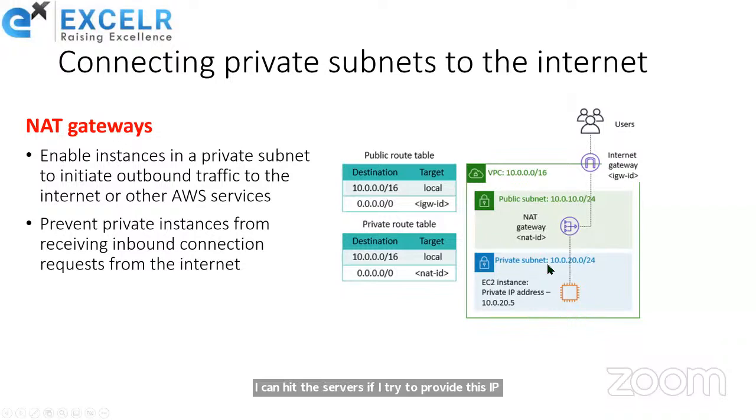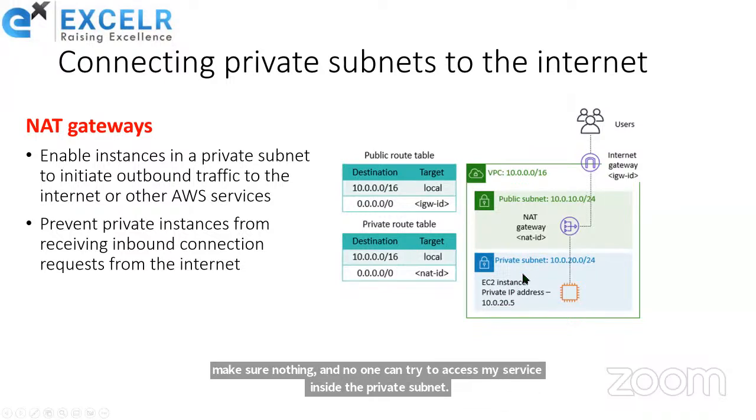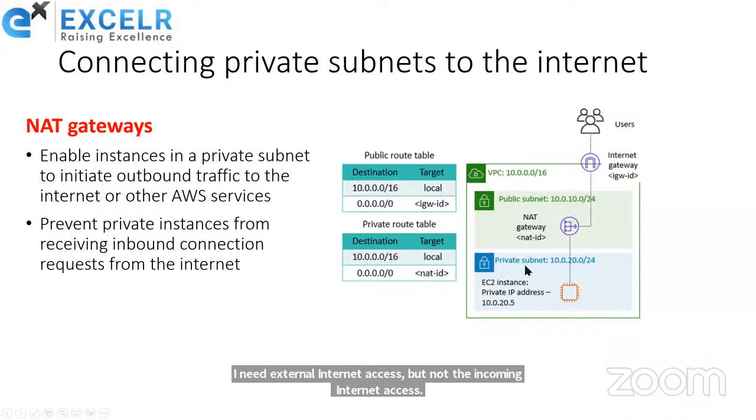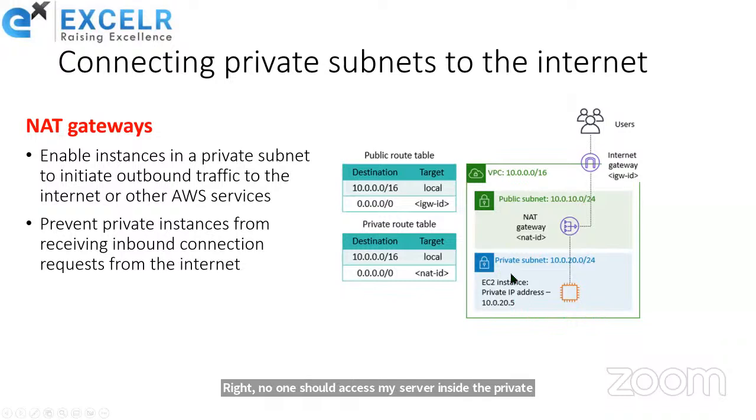But why are we actually having the private subnet? To make sure no one can try to access my servers inside the private subnet, because these are very secure and internal servers, like a database, and the security data and the compliance data and everything will be coming into the private servers. But these private servers need access to the internet. Why? Because of patch updates, security updates from Microsoft, and for downloading important files, like software files, from the internet. So I need external internet access, but not incoming internet access. No one should access my servers inside the private subnet due to security reasons, but I need internet access.